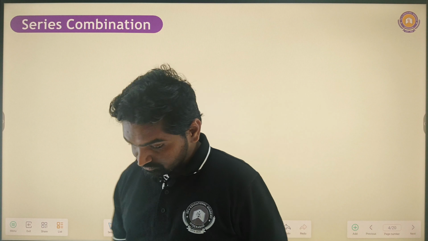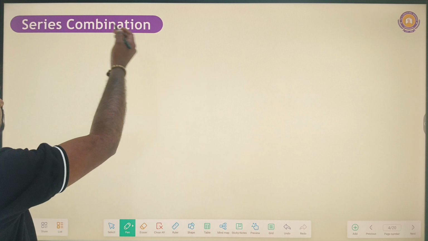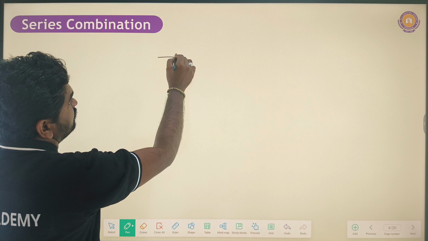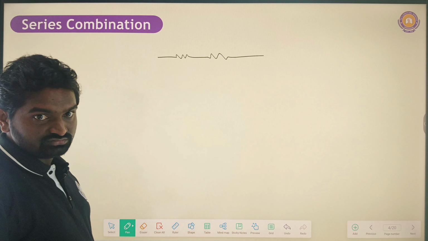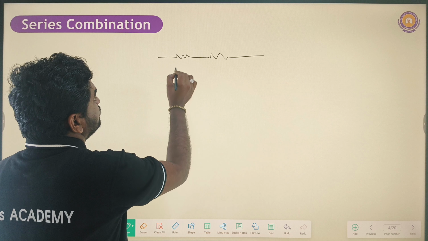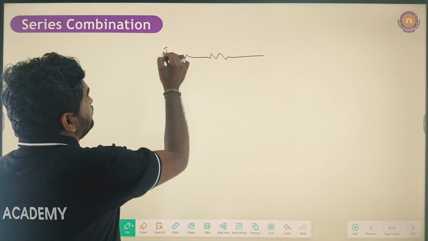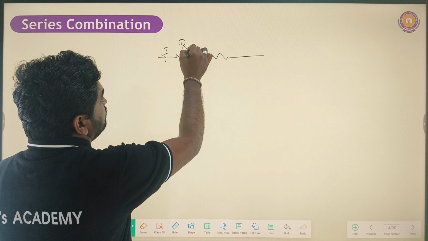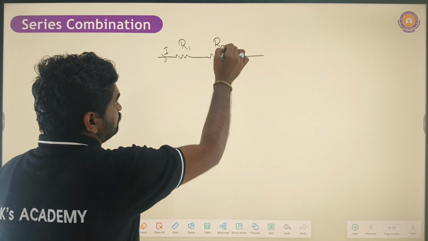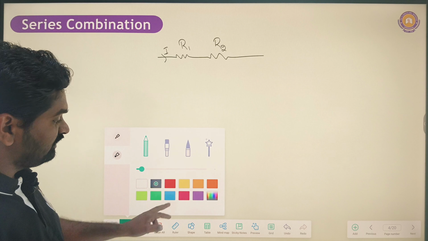Clear? So let us take a series combination. This is one resistance and this is the other resistance. Current I is passing through these two resistances. This is R1 and this is R2.